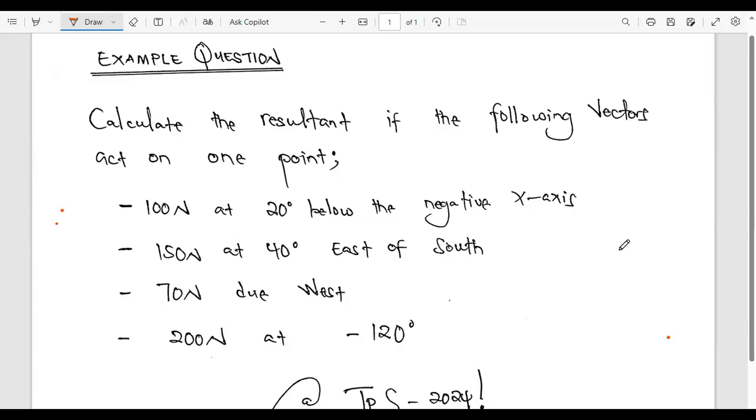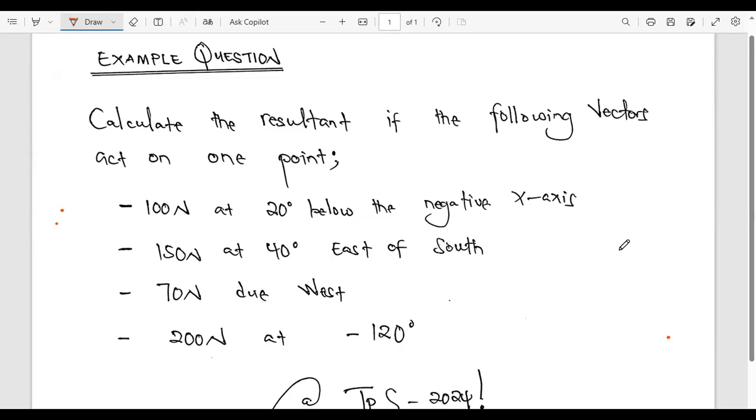Okay, so welcome to this lesson where we shall be calculating the resultant vector. We've been given a number of vectors. Before we even solve this question here, we have to know a lot of concepts that we are going to use to solve this question.